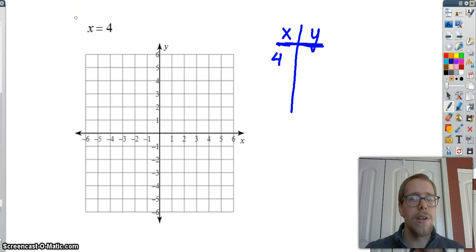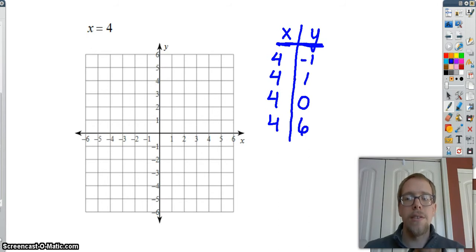But x equals 4, notice, has no bearing on y. Meaning, x equals 4 and y can equal negative 1. X equals 4, y could equal 1. X equals 4, y could equal 0. X equals 4, y could equal, I don't know, 6. Notice, my input value is fixed, but my output value is not affected by the input. This is not a function, if you notice. Notice this domain is associated with multiple range values.